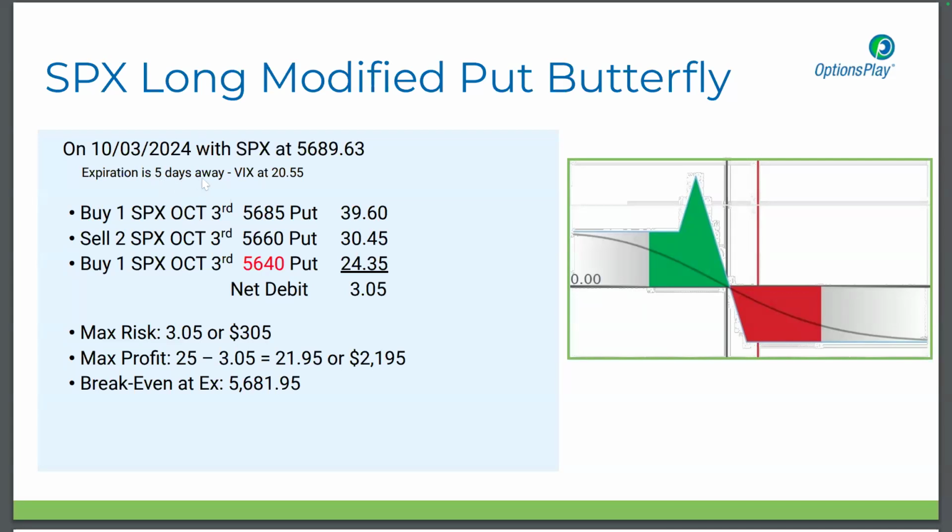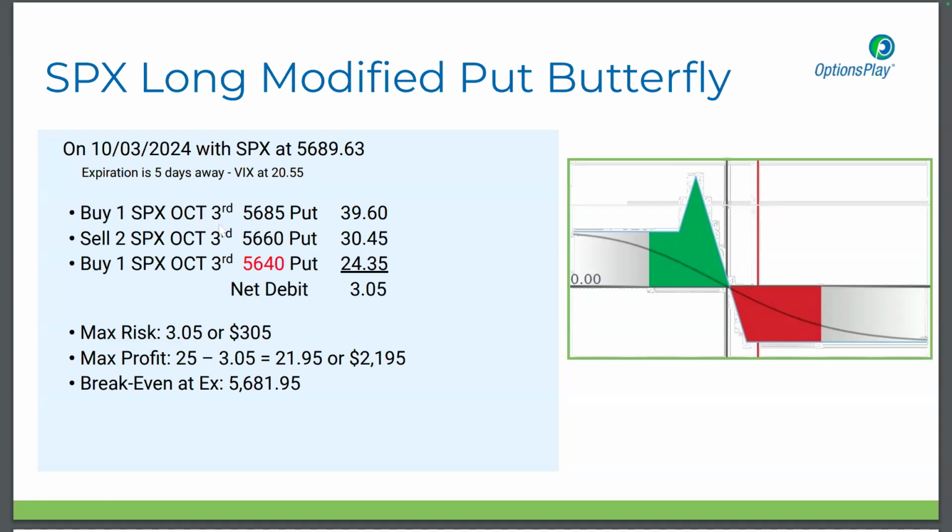So I went 5 days out, which is a Wednesday. Today is October 3rd, so we're looking at the October 9th expiration. All right, shoot, I wrote that 3rd. So this is the 9th. Today's date is the 3rd. So it's 5 days away. You've got to keep that in mind.